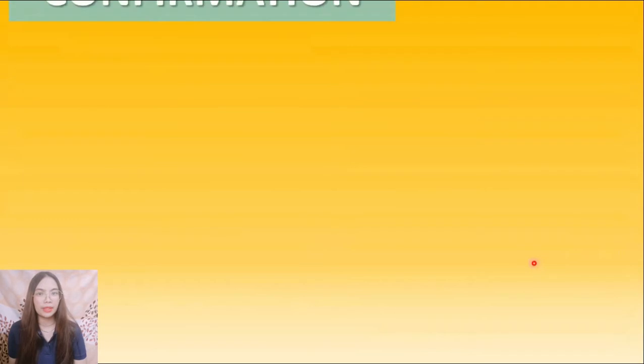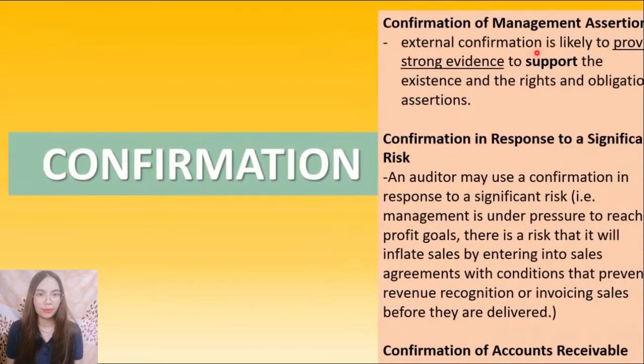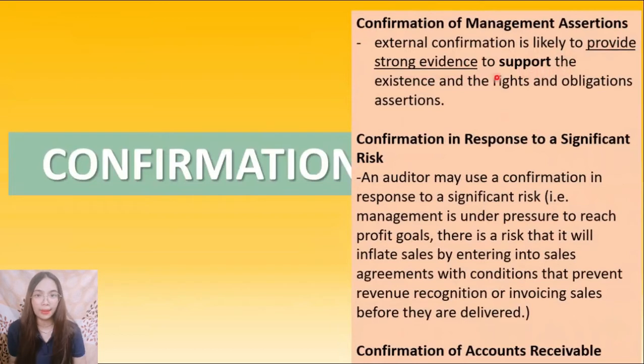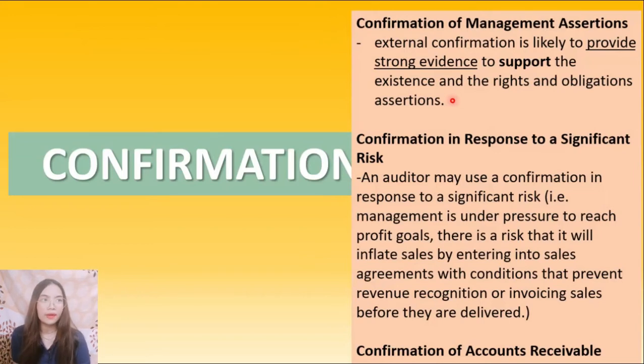Moving on, confirmation of management assertion. External confirmation is likely to provide strong evidence to support the existence and the rights and obligation assertions. According dun sa ISO 505, yung confirmation pwede din siyang tawaging external confirmation. Nagpro-provide to sa atin as an auditor ng strong evidence ng existing talaga yung data na yon, existing talaga yung information na nandun sa financial statement ng client natin, and meron talagang rights and obligation yung company na ina-audit natin dun sa third person.